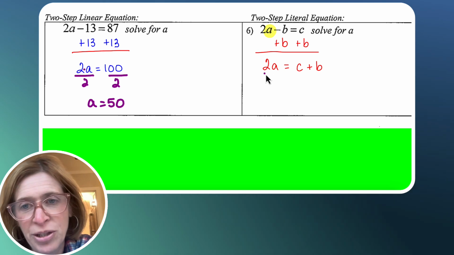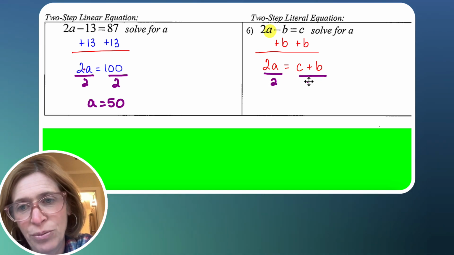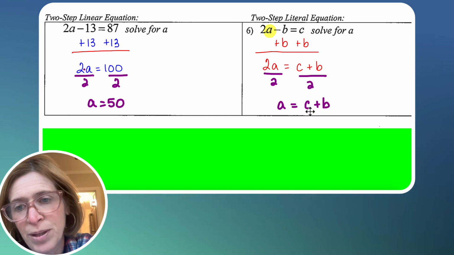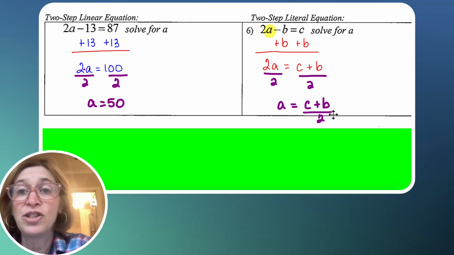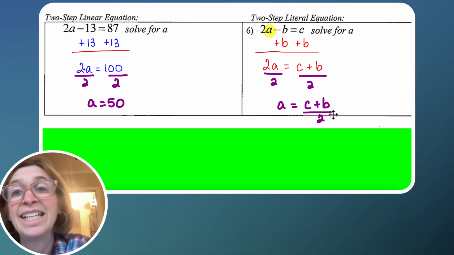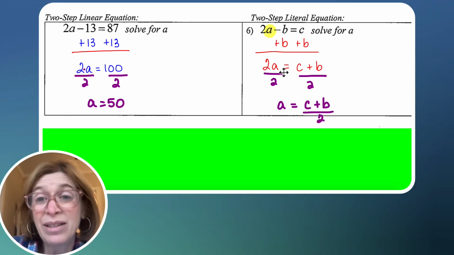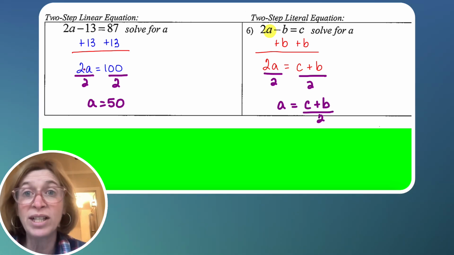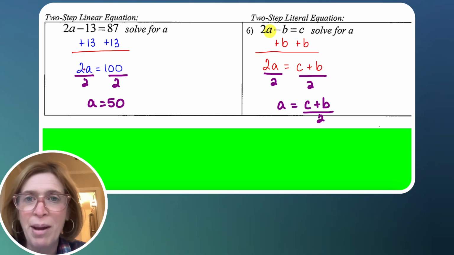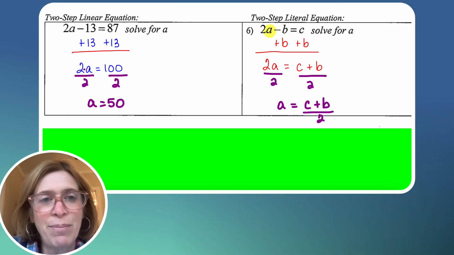Then we divided by 2, so we're going to go ahead and divide by 2. And so our answer is a equals c plus b over 2. So we've solved for a in terms of c and b. And that's basically what you do with a literal equation. So if you ever get stuck, I always say, what would you do with a real number? All right, let's take this up a notch.